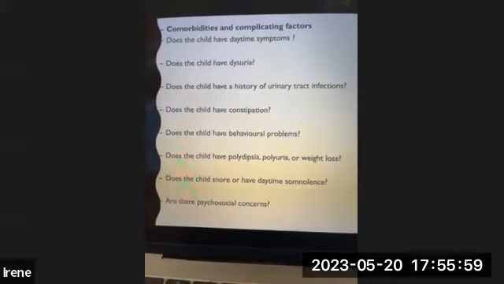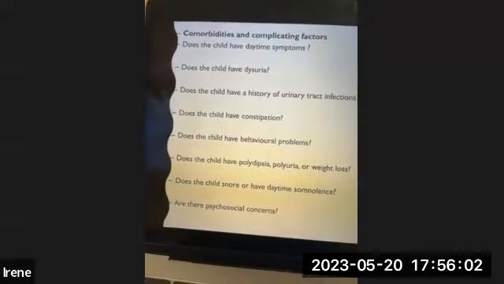Other comorbidities, so I mean the other conditions in addition to bedwetting that the children have.